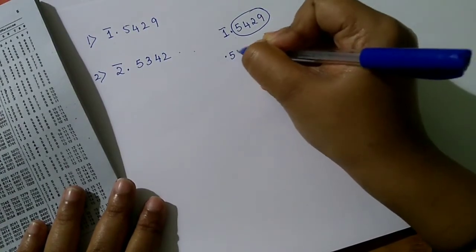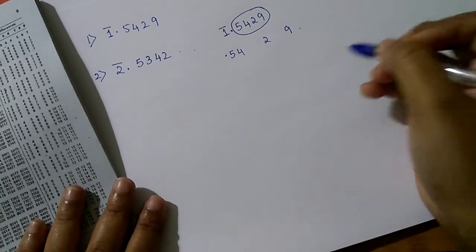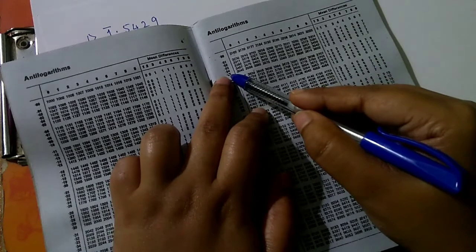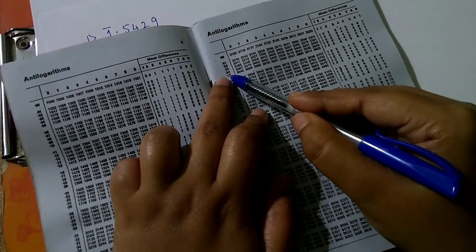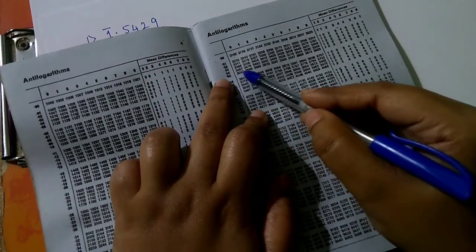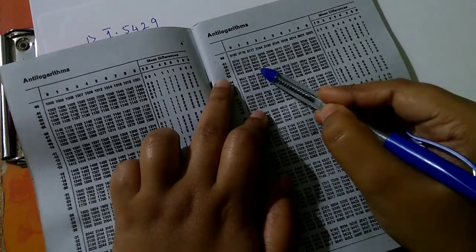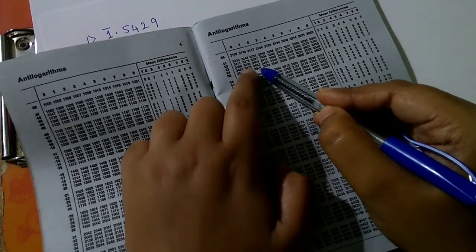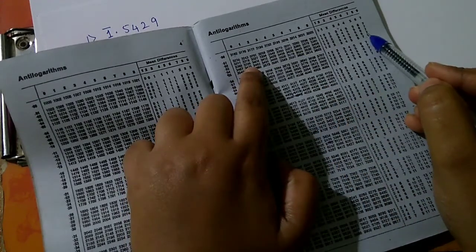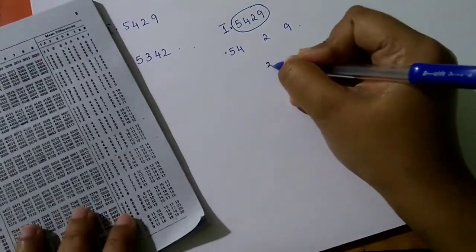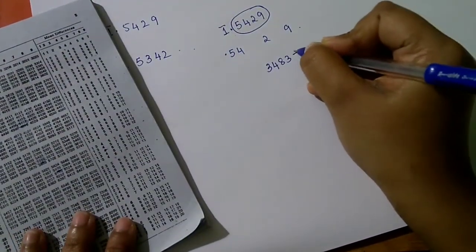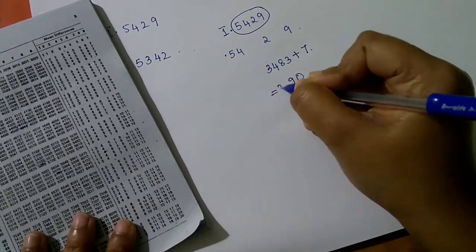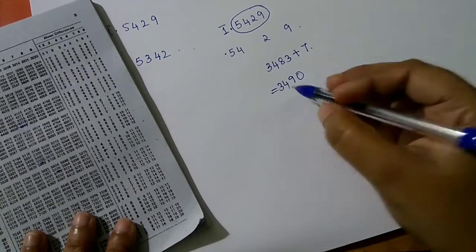So 0.54 under 2 plus 9 mean difference you have to check. First let me check and write the values. 0.54 is here. Under what? Under 2 you have to check. Under 2 it is here, 3483. Plus 9 mean difference, you have to add 3483 plus 7. How much do you get? 3490. So this is the value.